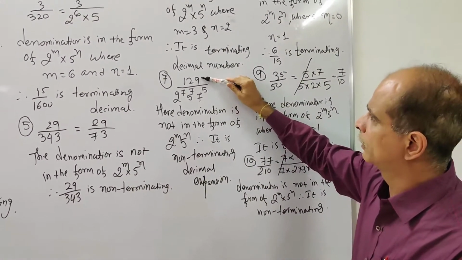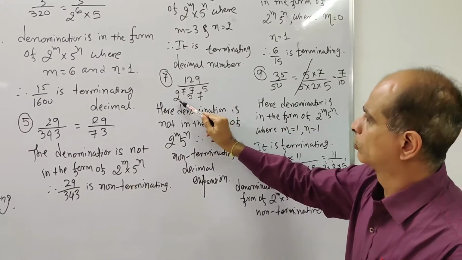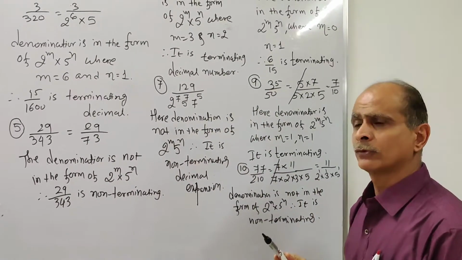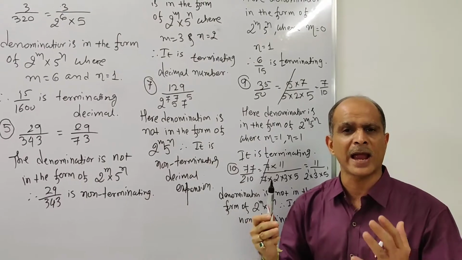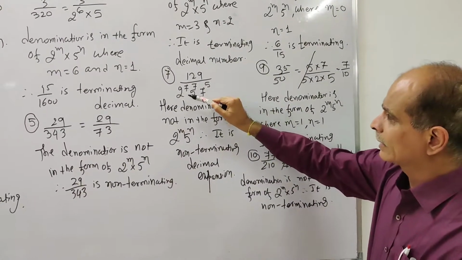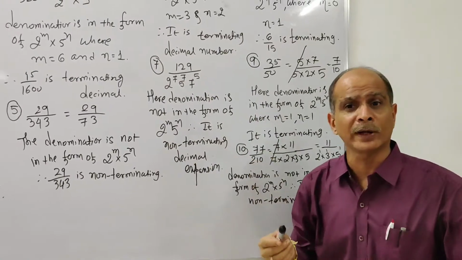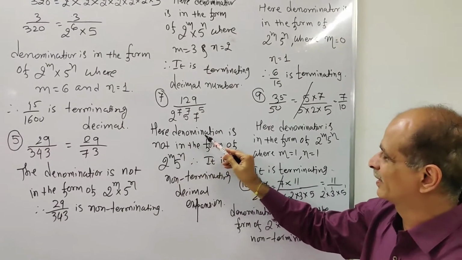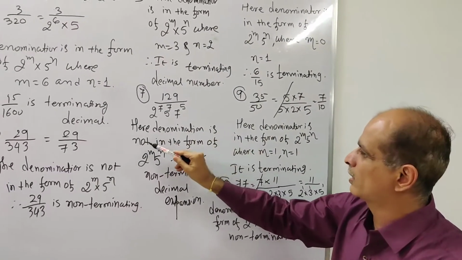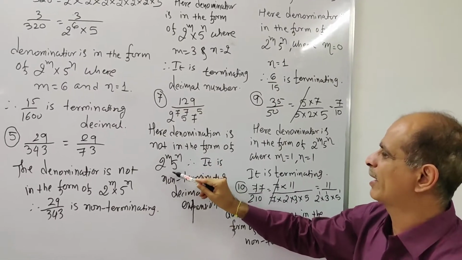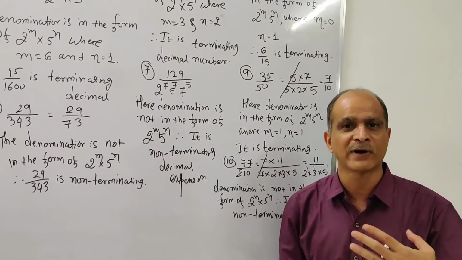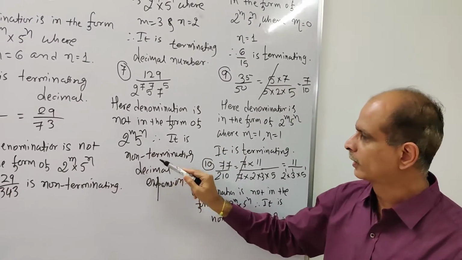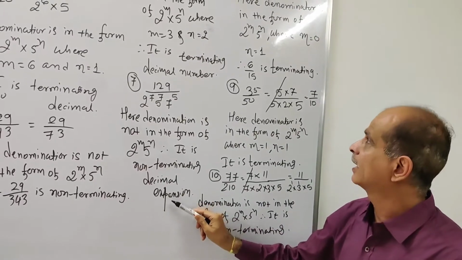Well, let me start example number 7. The seventh one is 129 upon 2 raised to 7, 5 raised to 7 and 7 raised to 5. You know here also the denominator is already in expanded form. But along with 2 and 5, 7 is also there. So friends, by observing, the denominator is not in the form of 2 raised to m and 5 raised to n. Along with 2 and 5, there is 7, and that's why it is not a terminating decimal expansion.